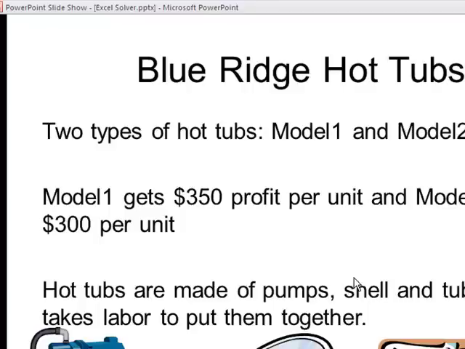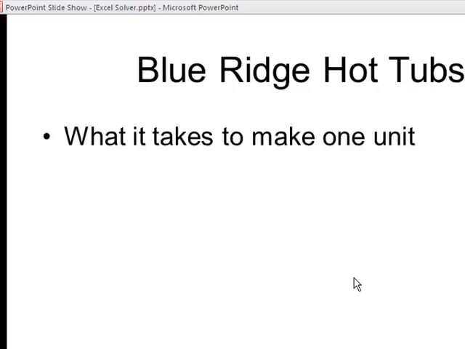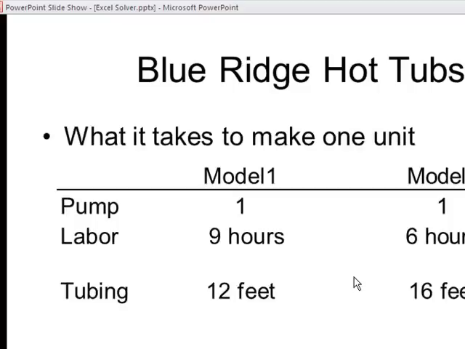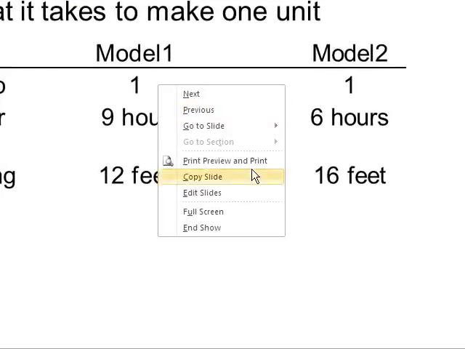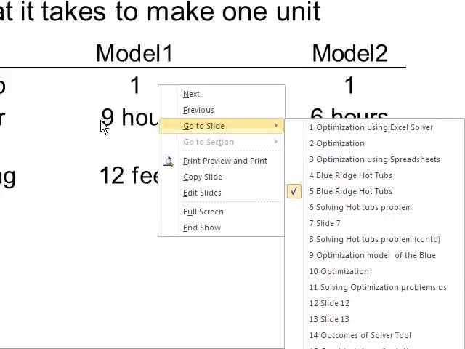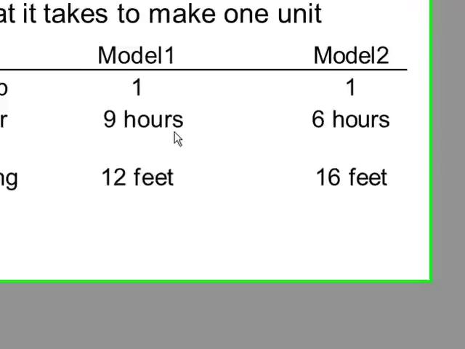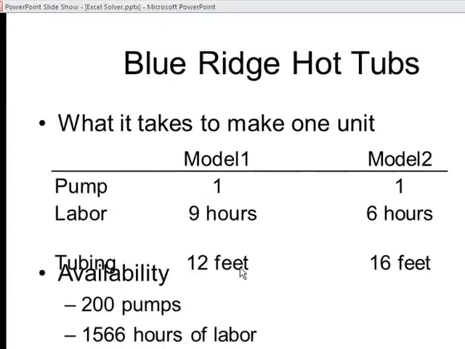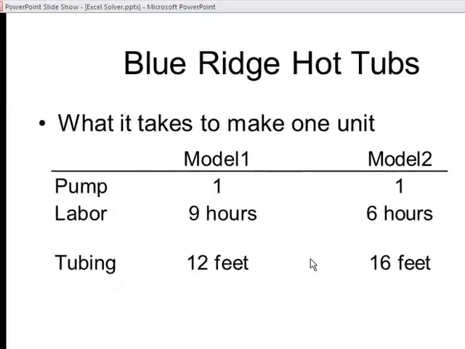So now with this hot tubs problem, to make one of Model 1 type, it's going to need one pump. It's going to take 9 hours of labor, and it's going to take 12 feet of tubing. Whereas Model 2 takes only 6 hours, but it takes more tubing. Both models use one pump each.